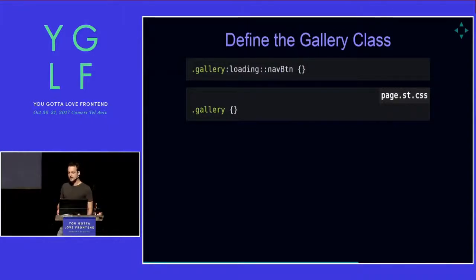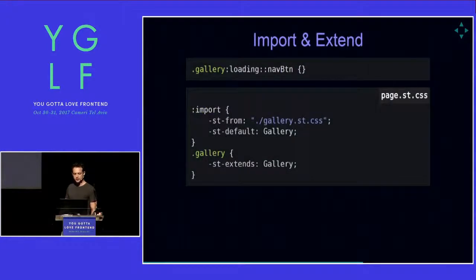We define a normal CSS class for our gallery, the gallery class, and let's make our gallery class a gallery component. For that, Stylable provides us with Stylable import tool. We can import the definition of our gallery style sheet into our page style sheet, and we can use the stExtend rule in order to tell that gallery extends the gallery definition, making the gallery class a gallery component, and giving us access to the gallery component style API.